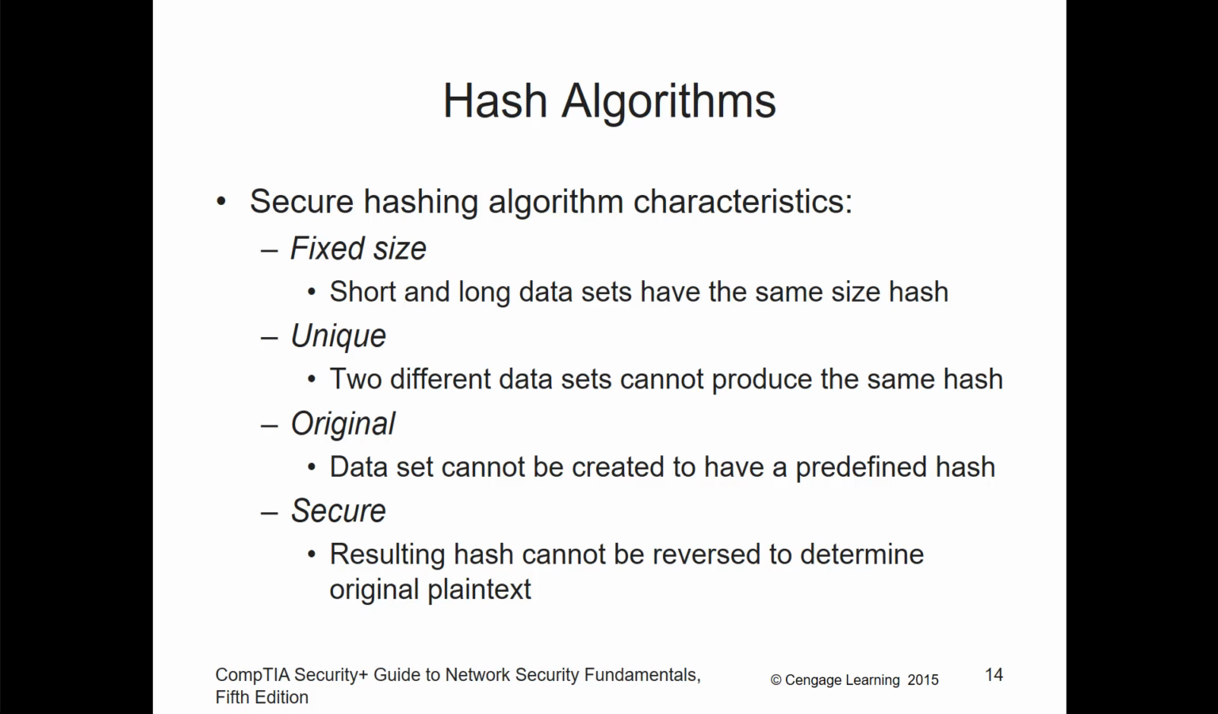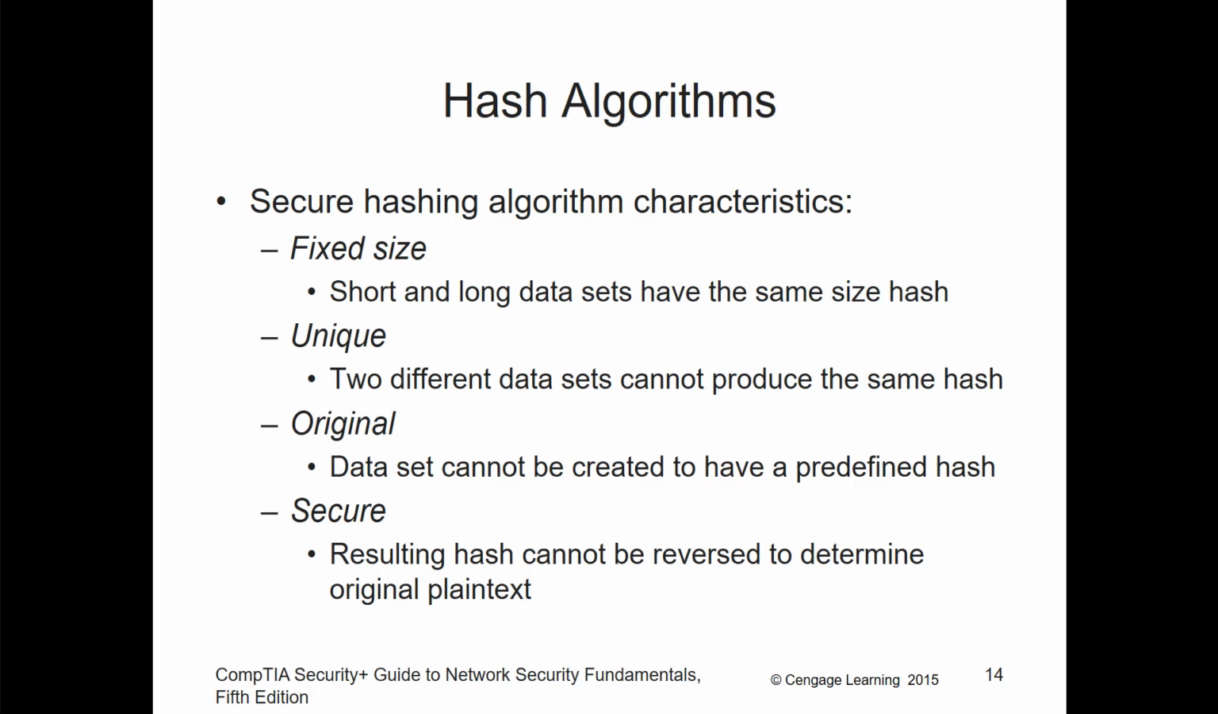Secure hashing algorithm characteristics. There are a few. Things like fixed size, uniqueness, original, and secure. Uniqueness is basically when you hash 2 files, very rarely will they ever actually be the same value. Only the original file should have the same hash value. However, sometimes a collision will occur, and that's where you have 2 unique files that end up with the same hash value. It's rare, but it does happen.